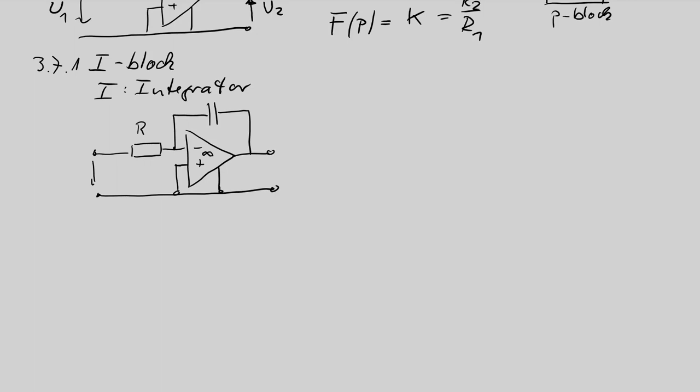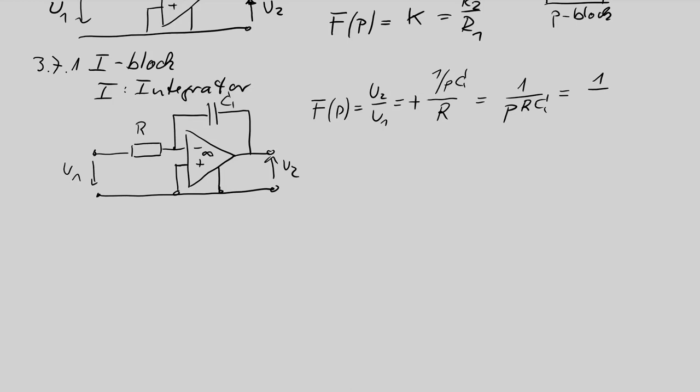So we can say, okay, if U1 is this, and with my trick U2 is this, the transfer function FFP, which is U2 over U1, is now plus the feedback impedance. The capacitance C has a feedback impedance 1 over PC, as we mentioned in chapter 2, divided by the input impedance, which is just a simple resistance R without index. If you put this together, we have 1 over P times R times C. And we know that the product of a resistance with a capacitance has the physical unit of time, so this behaves like a time, so we can say, okay, this is 1 over P T_I.